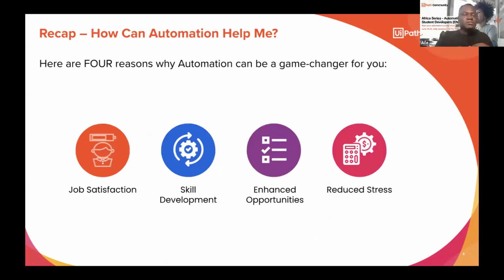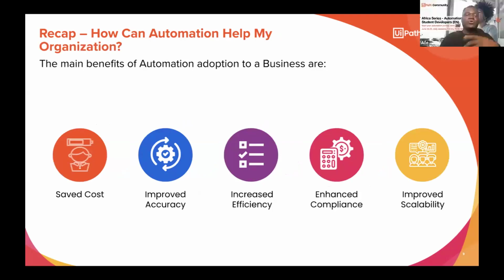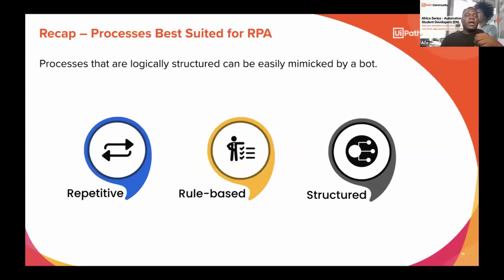Okay? And we talked about how automation can help us, and we gave 4 reasons: job satisfaction, skill development, enhanced opportunities, and reduced stress. And then for your organization, when you get into the workplace: save cost, improve accuracy, increase efficiency, enhance compliance, and improved scalability. And then we also quickly talked about, on day 1, the processes that are best suited for RPA. They should be repetitive, rule-based, and structured.